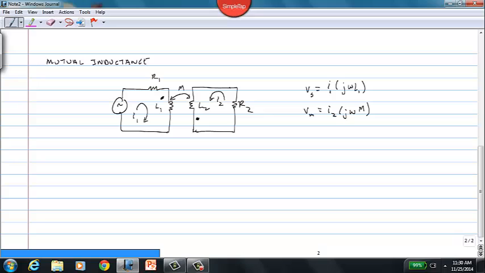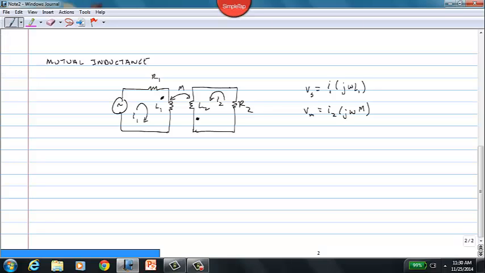Another way to say this is when the reference direction for a current leaves a dotted terminal, the reference polarity of the voltage that it induces in the other coil is negative at its dotted terminal. So for the most part, I will always provide you with dot markings in the circuit diagrams, and the skill you have to develop is to be able to write the appropriate circuit equations given your understanding of the concept of mutual inductance and the dot convention.